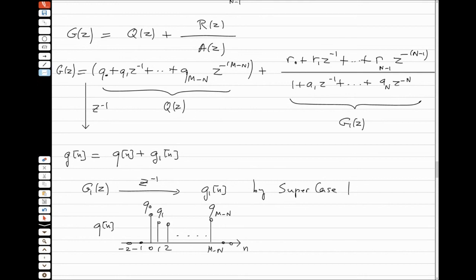And in super case 1, if I want to be nasty with you, I would put a mixture of complex numbers and double poles and all this. So that is what I would call pizza with everything on it.